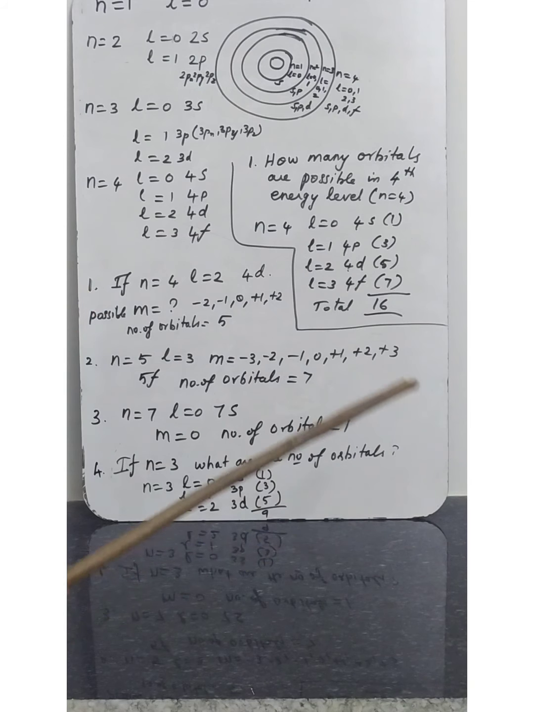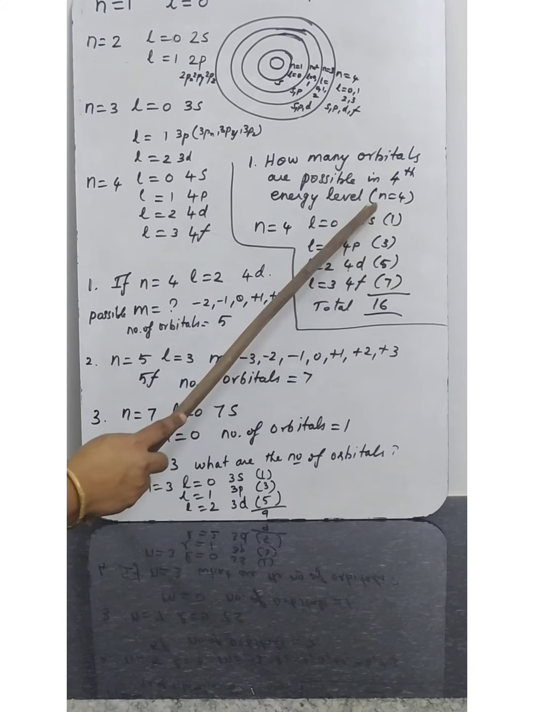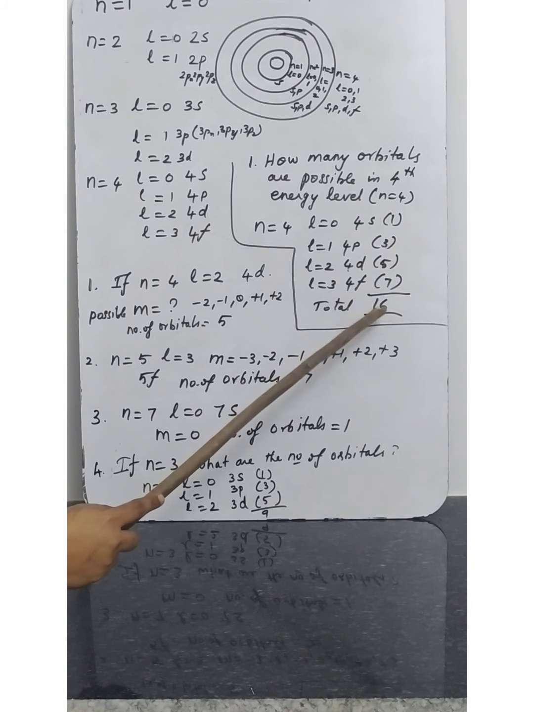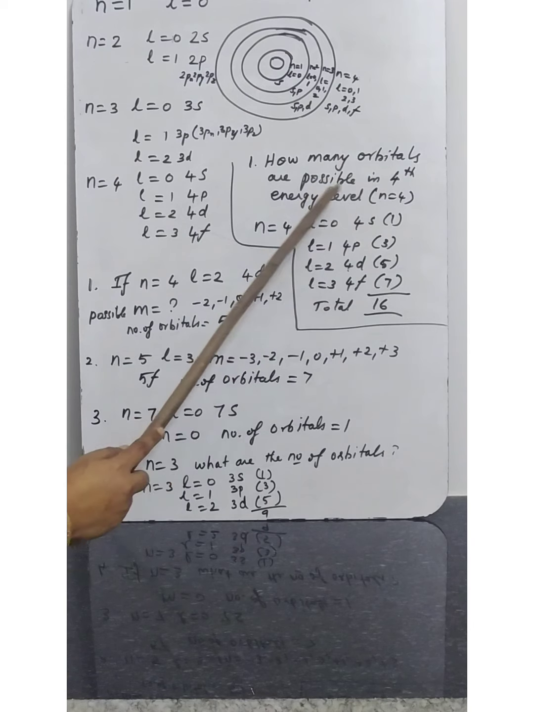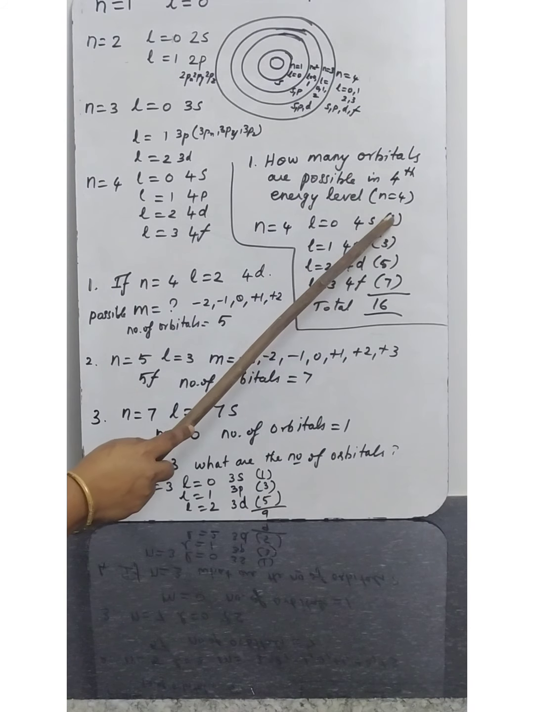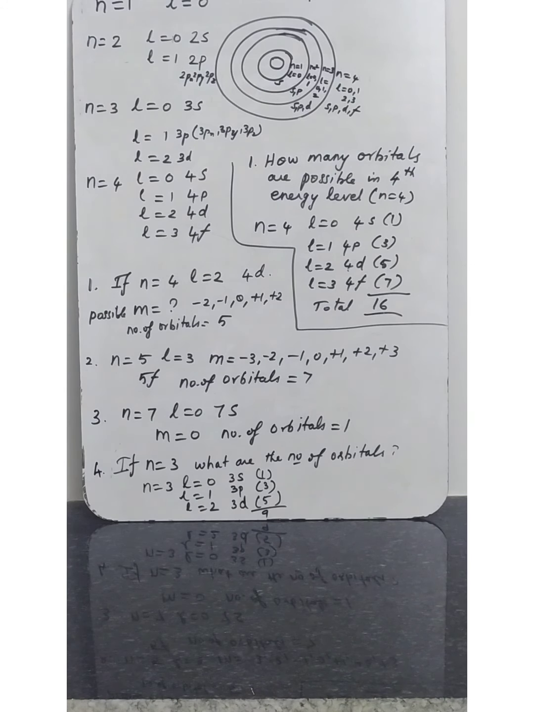So 7 boxes. So totally, if you add all these 4 values, you will get the total number of orbitals possible in the fourth energy level. So how many orbitals? 1 plus 3 is 4, 4 plus 5 is 9, 9 plus 7 is 16. 16 orbitals are possible. Okay, understood or not? Next one.